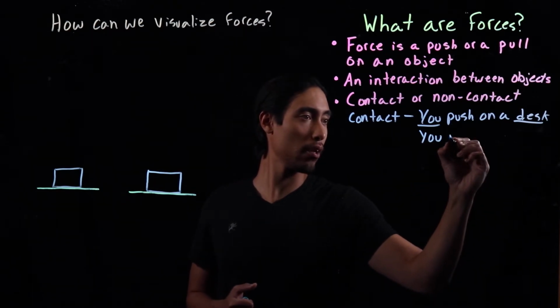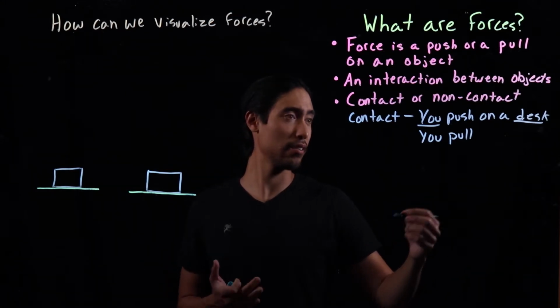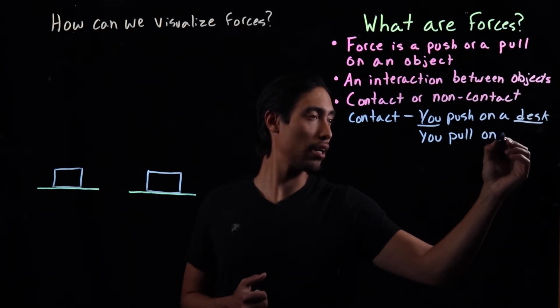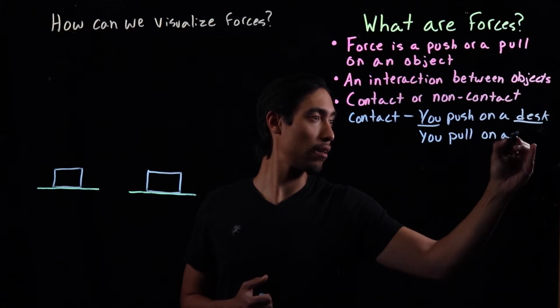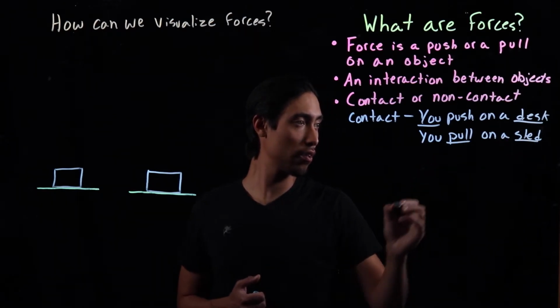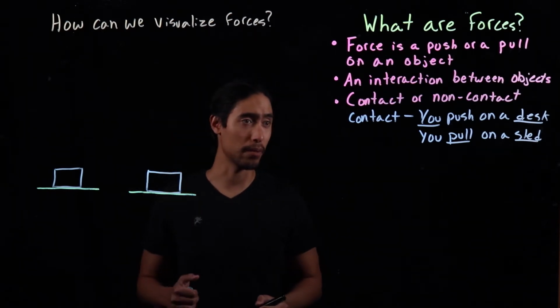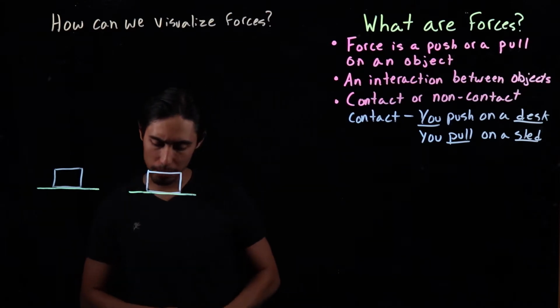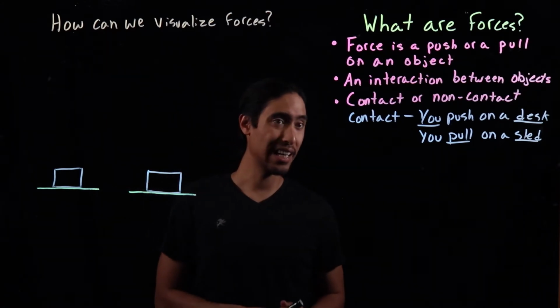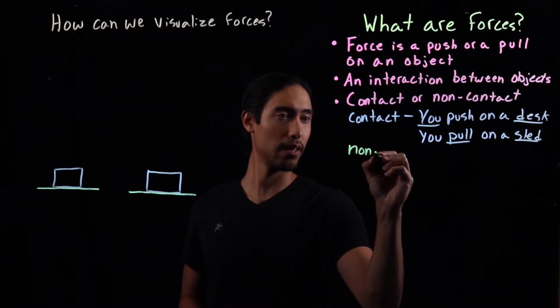So you pull, if you're pulling on this rope which is attached to the sled, you pull on a sled. So you are applying that force to the sled, and that sled should begin to change its state of motion. The other type would be non-contact. So let's go through a couple examples there.